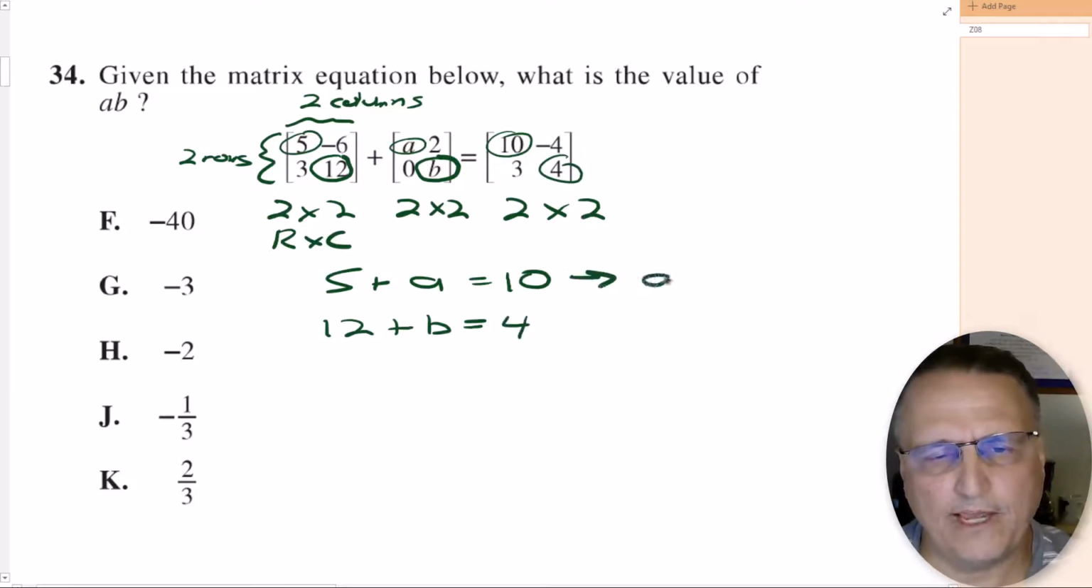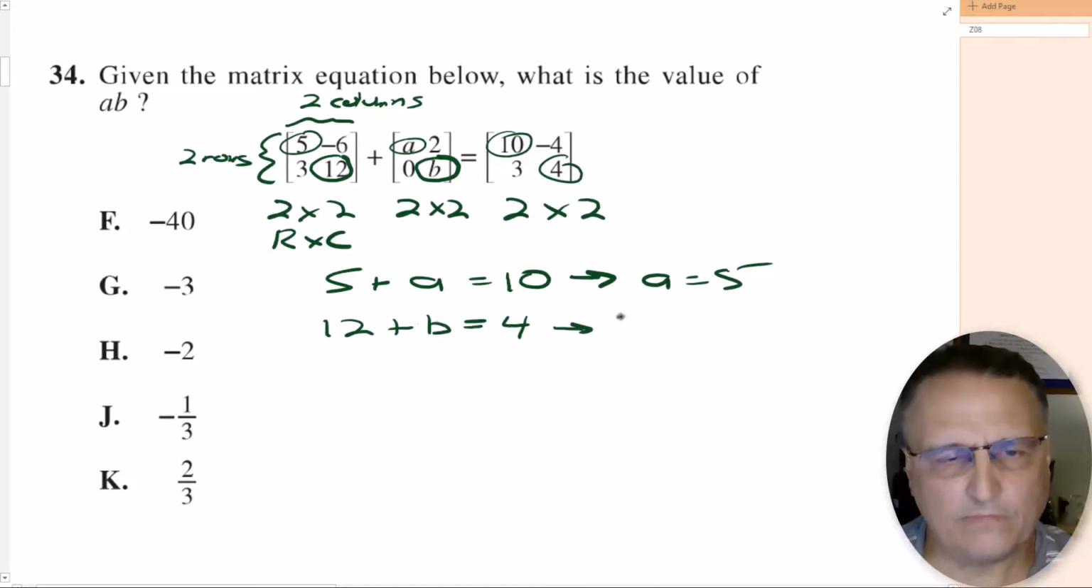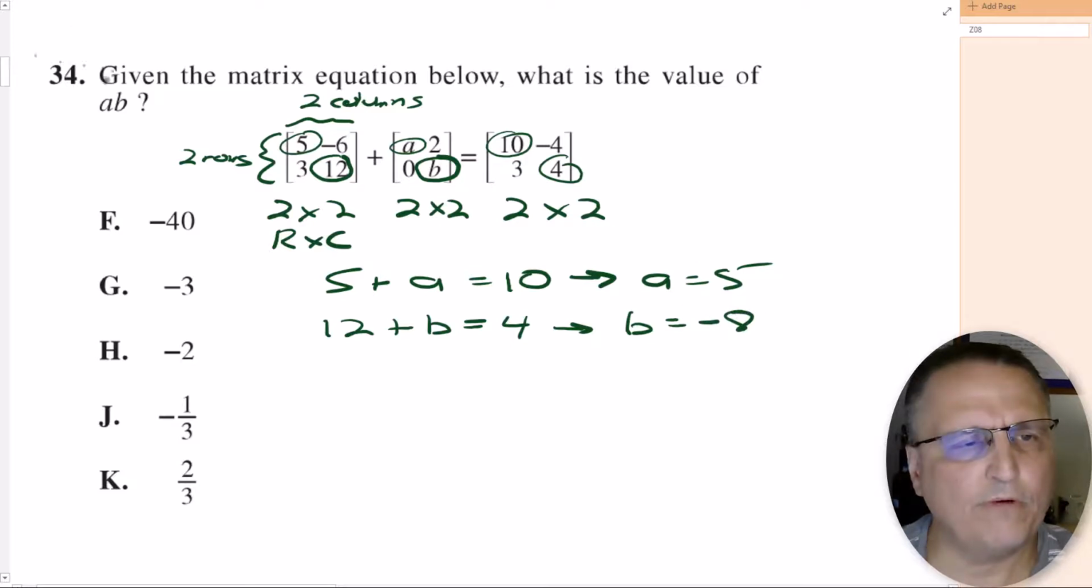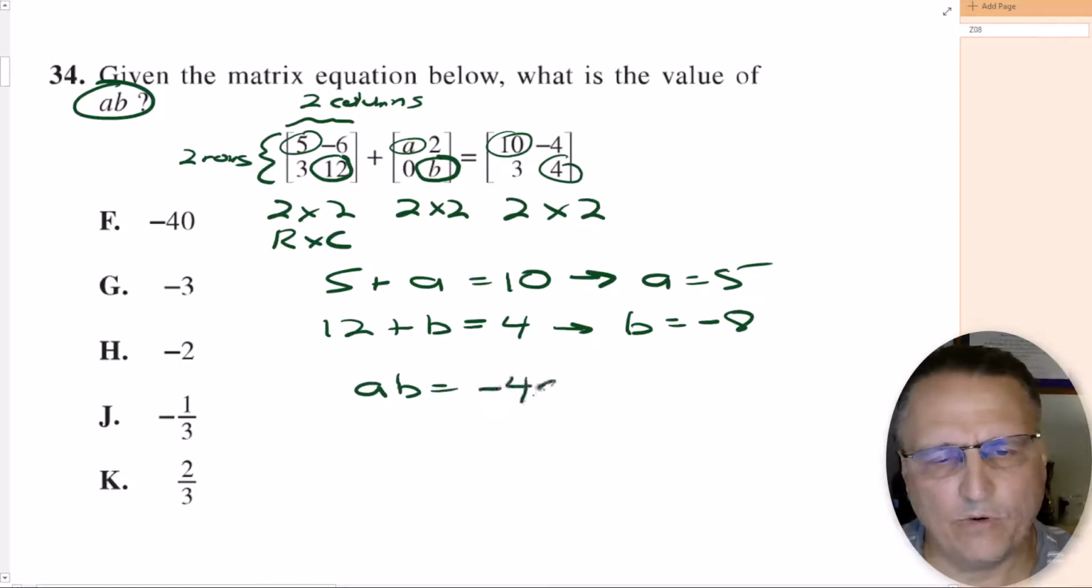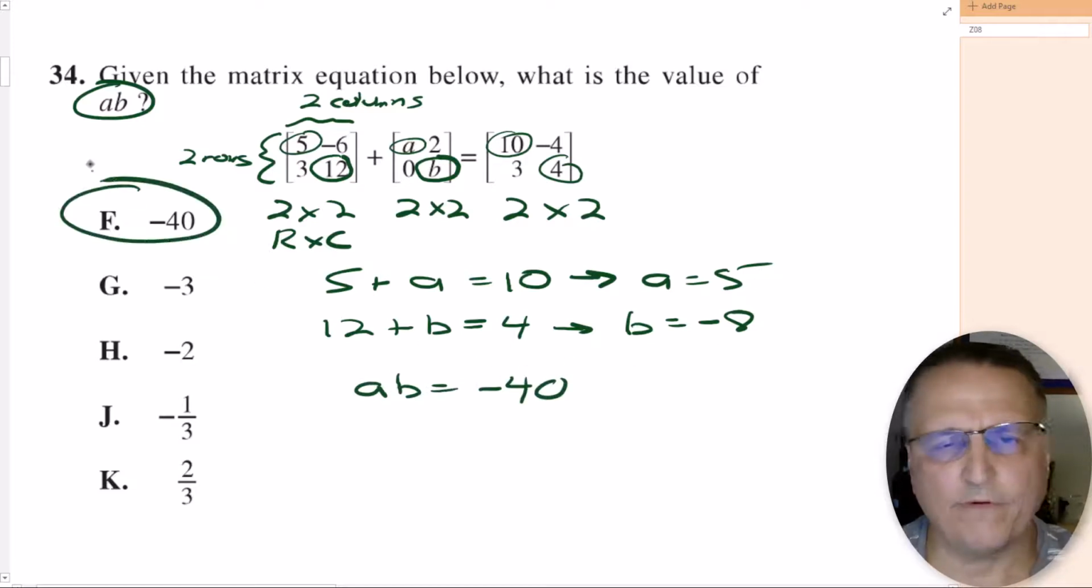A is equal to 5, right? 10 minus 5. And this one I would solve by subtracting 12 on both sides, and that would give me B is equal to negative 8. So therefore, what they're asking me to solve for here is A times B, and that would be 5 times negative 8, or negative 40, and we've got our first answer.